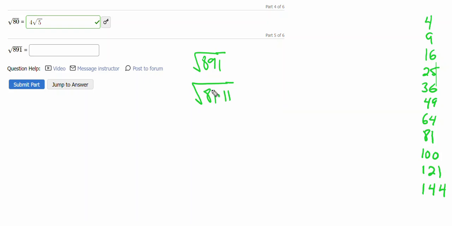Okay, so now 81, I know the square root of that, right? The square root of 81 is 9. So I get to take this 81 out of the square root, and when it comes out, it's a 9. So we get 9 and then root 11.